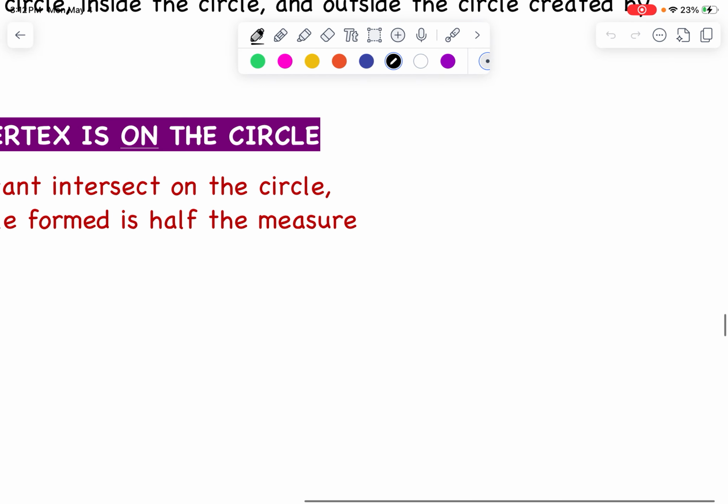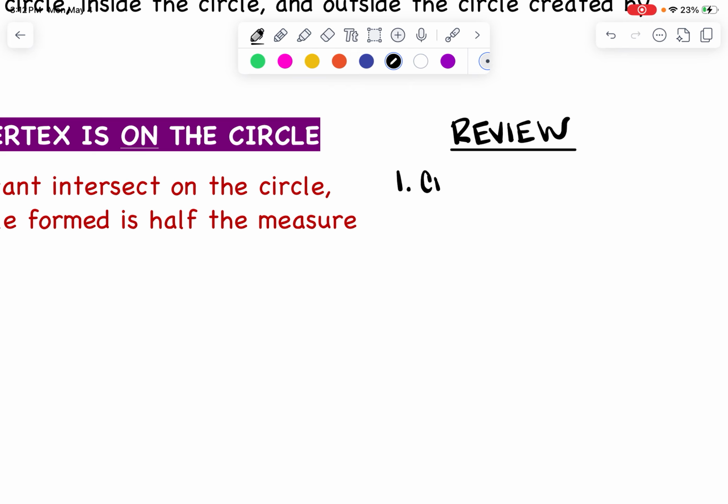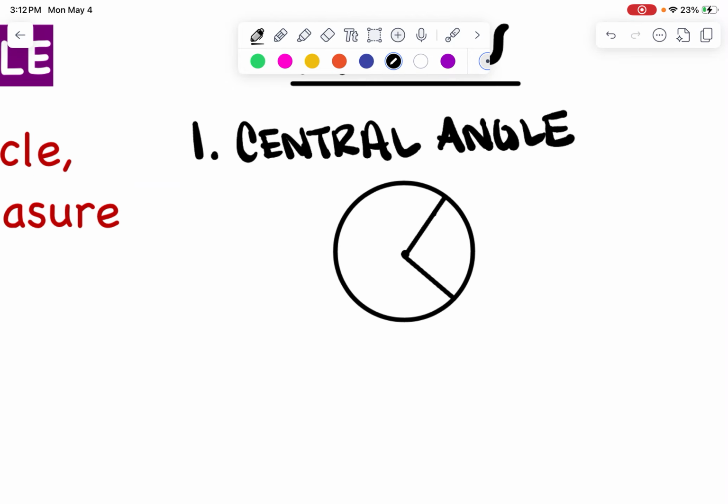Really quick, I'm just going to go off to the side over here. Since we're talking about angles all day today, I just want to do a little review of angles that we've already learned. So the first type of angle we learned already is a central angle. Just to refresh our memory, a central angle is an angle whose vertex is at the center, and it intercepts an arc.